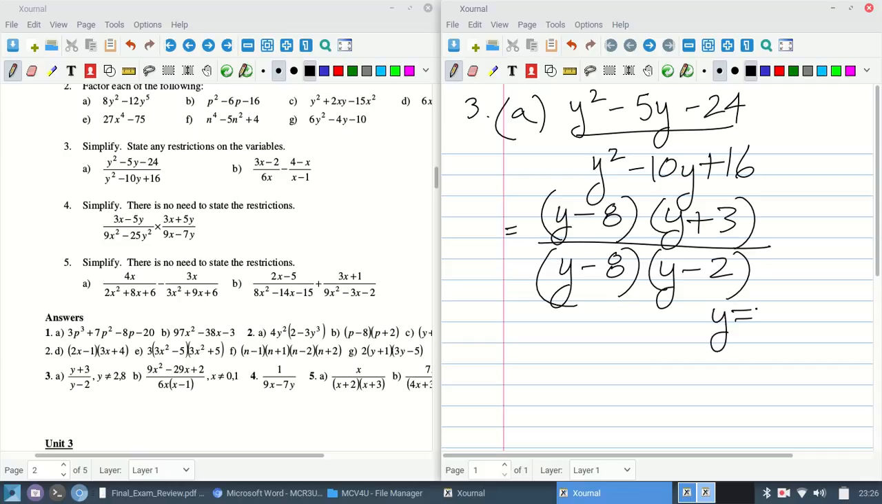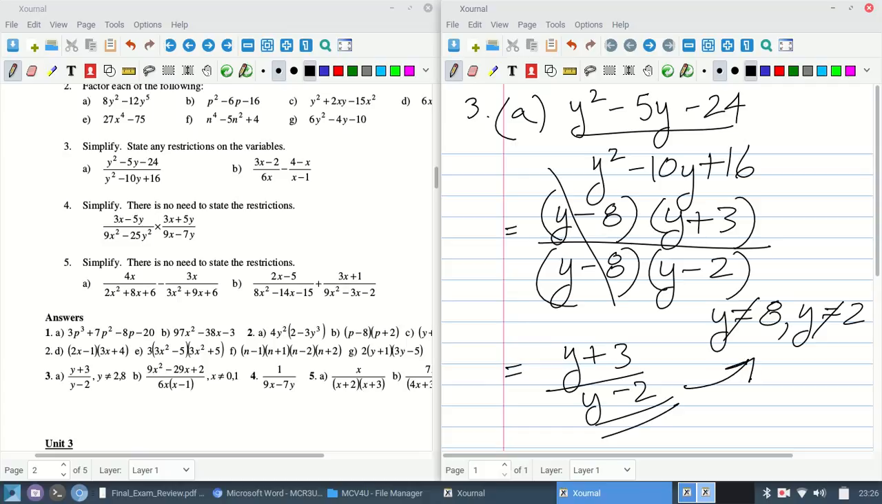Now, a restriction would be that you can't divide by 0. So y can't be 8 and y can't be 2, right? You can't divide by 0. Now, this is the part where you simplify. You can cancel, right? And you get y plus 3 over y minus 2, and that is the final answer along with this restriction. So we good?